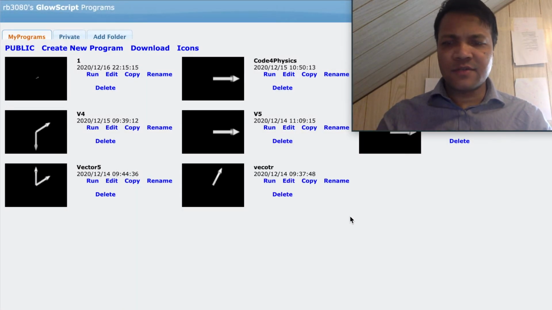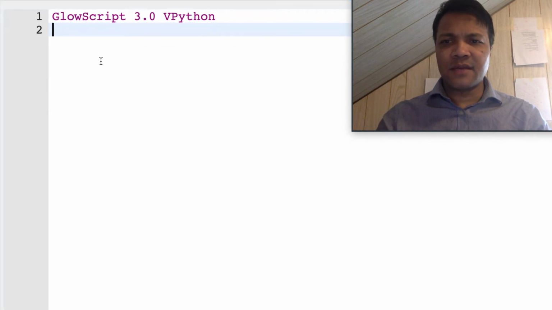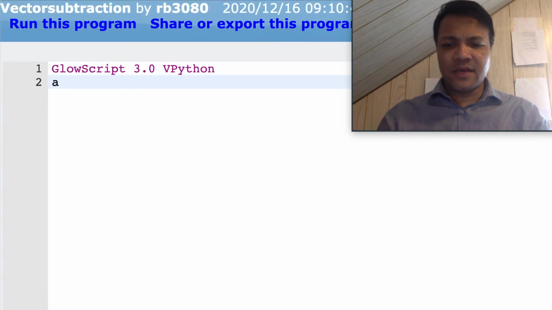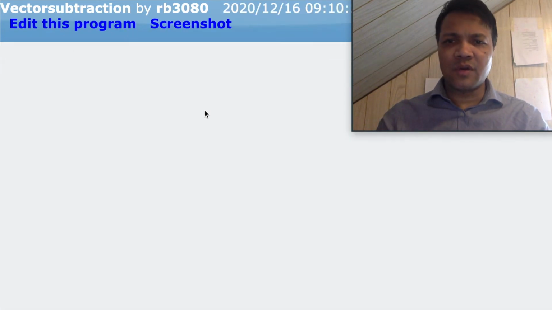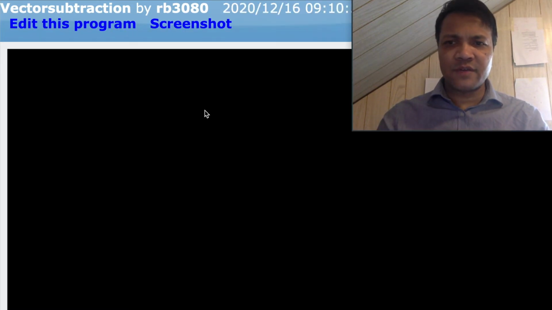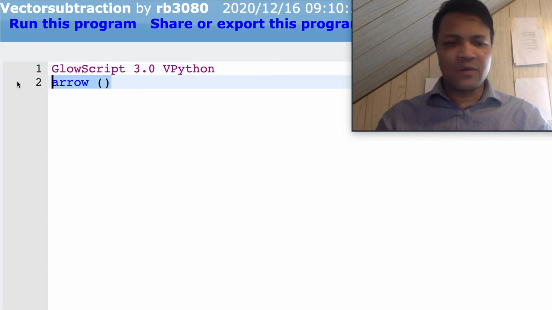And back to subtraction. So here it is. So let's test it out, make it a little bigger. Arrow, if it does work, then we'll start writing the programming. So one code will give us an arrow. Yes, it does work. So we have two vectors.